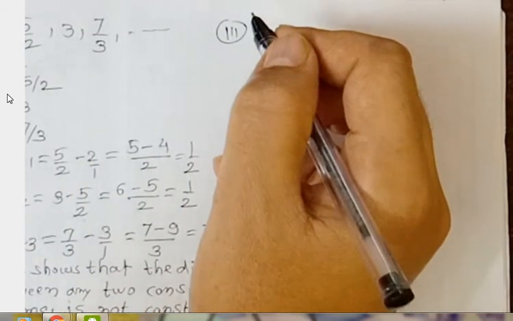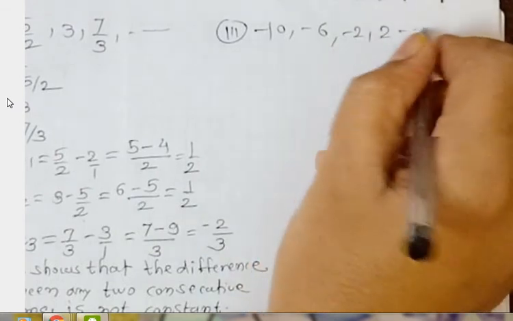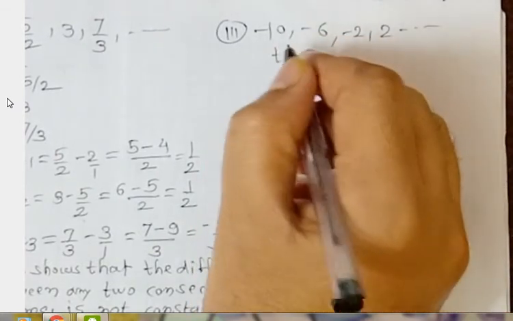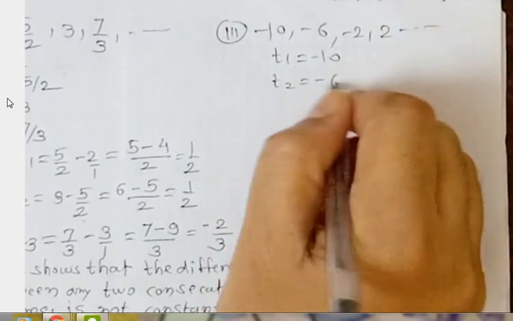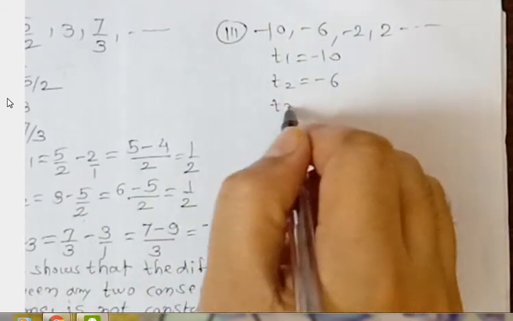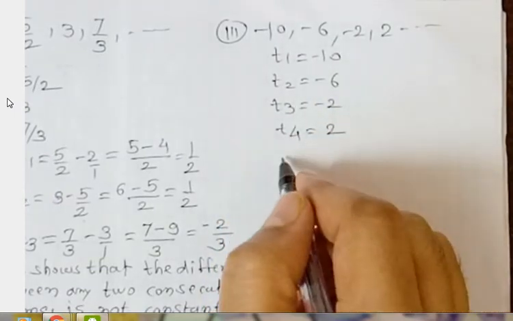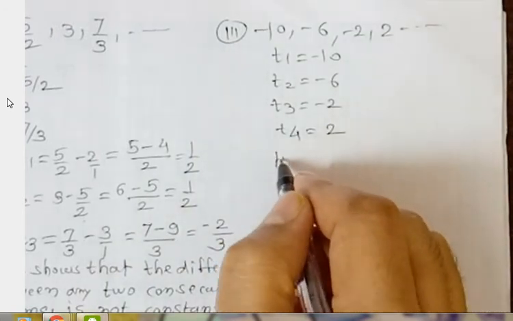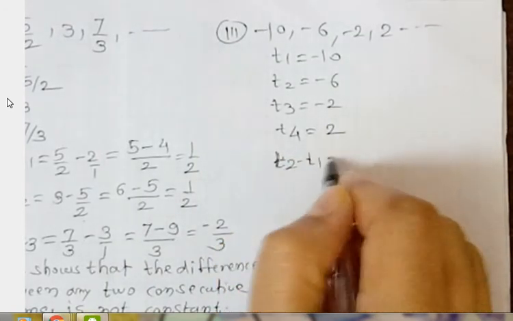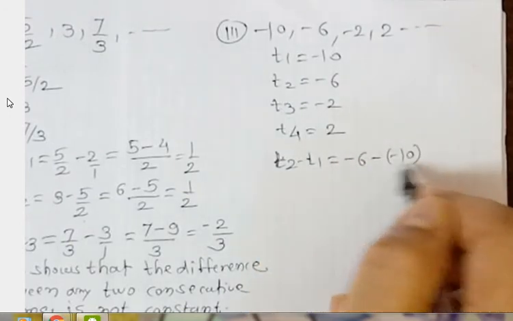Now see question number third. Third is minus 10, minus 6, minus 2 and 2, dot dot dot. Here T1 means first term, that is minus 10. T2 is minus 6. T3 is minus 2 and T4 is 2. Now I have to find out the common difference. Here the common difference, that is T2 minus T1, minus 6 minus minus 10.